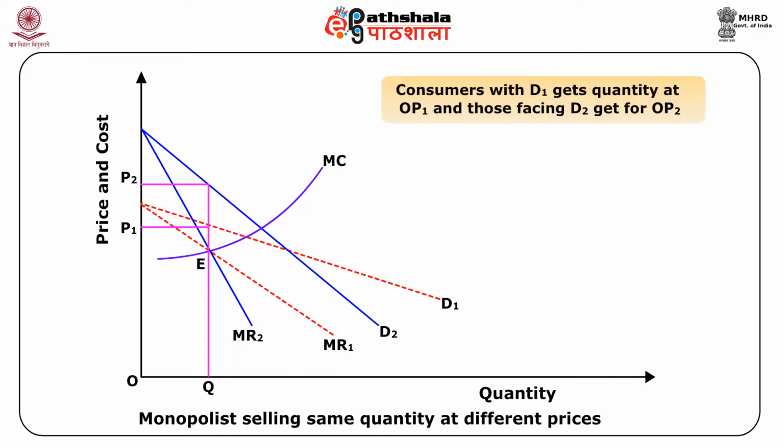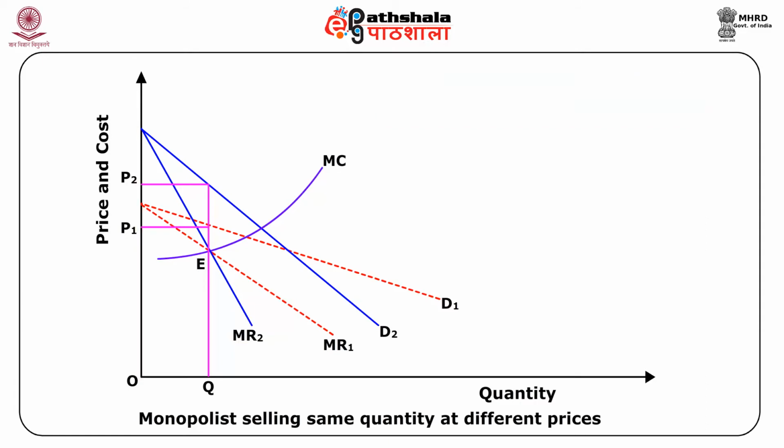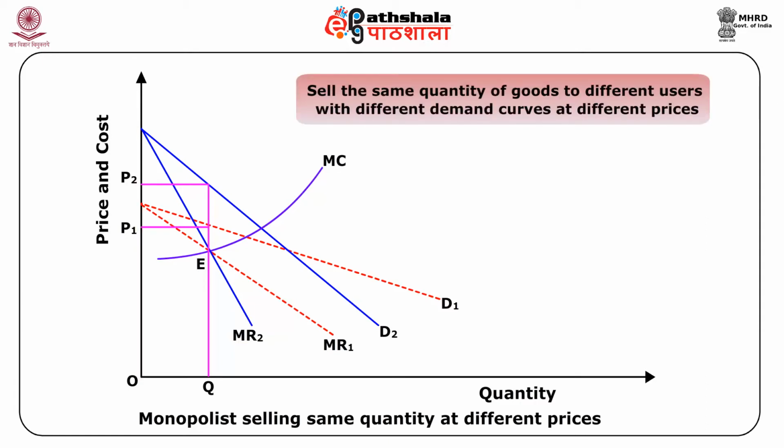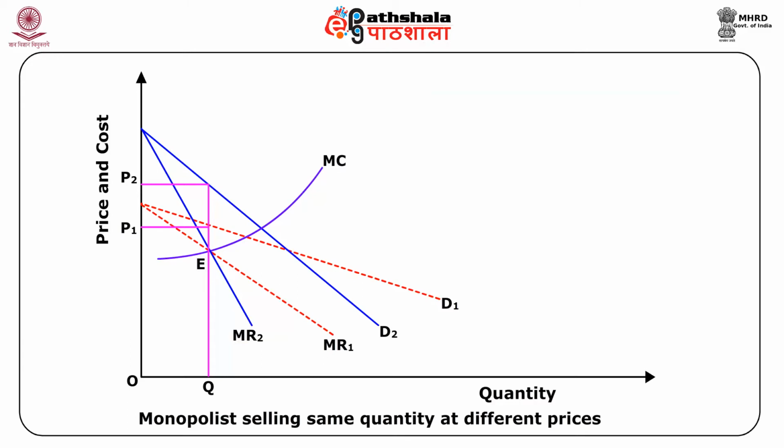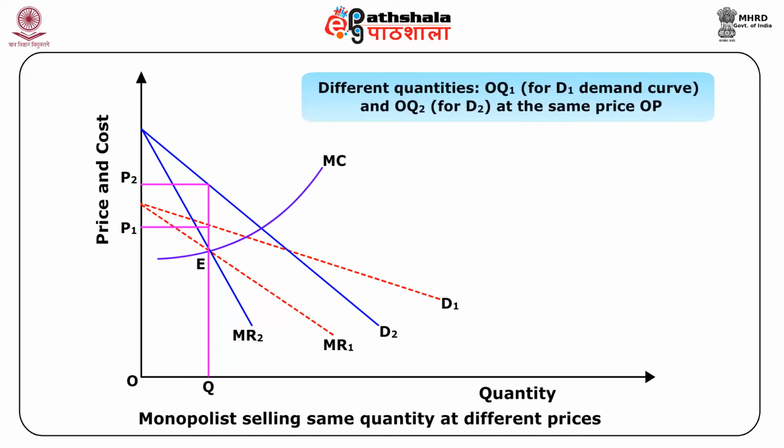The consumers whose demand curve is D1 get the same quantity at price OP1 and those facing D2 get it for OP2. Hence, the monopolist can sell the same quantity of goods to different users having different demand curves at different prices. Similarly, he can sell different output at the same price as follows. In this case also, the monopolist sells different quantities, that is OQ.